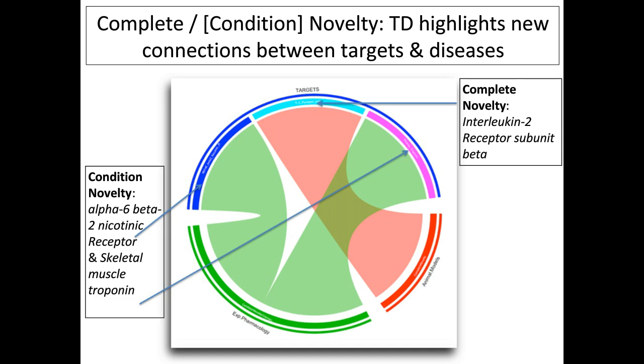Alternatively, if I choose targets with experimental pharmacology and narrow down by condition novelty, which in this case I chose cancer, this narrows down the search from 132 targets down to 2. And they are indeed alpha-6 beta-2 nicotinic receptors and skeletal muscle troponin. Follow, in this diagram, the 2 green bands. This is a key feature of TD.